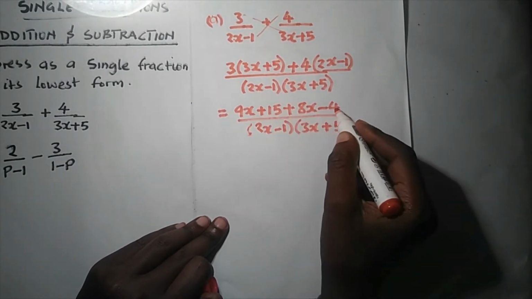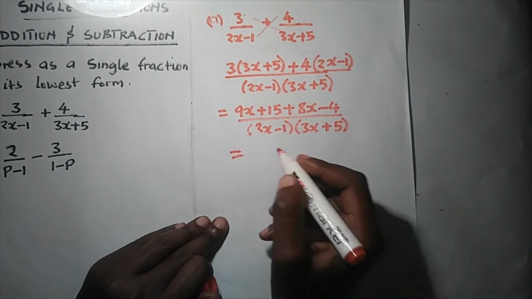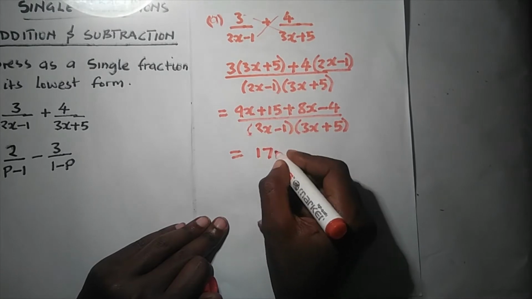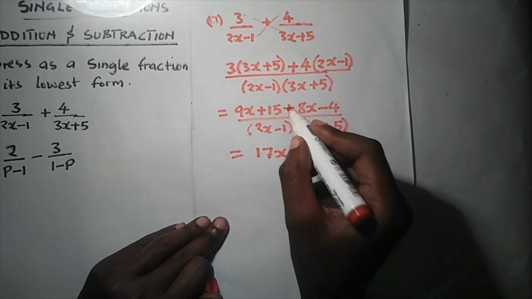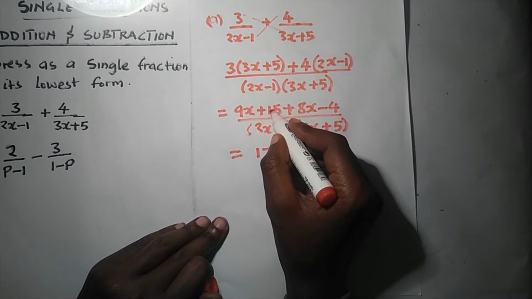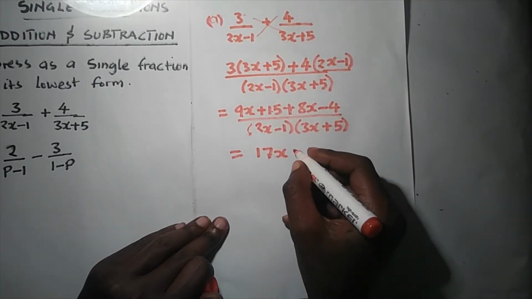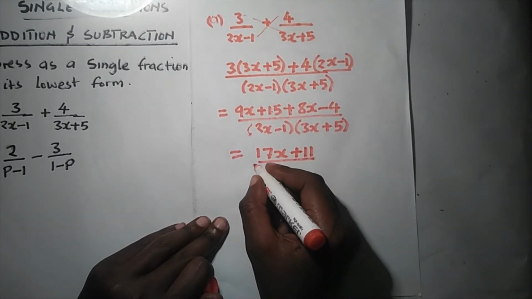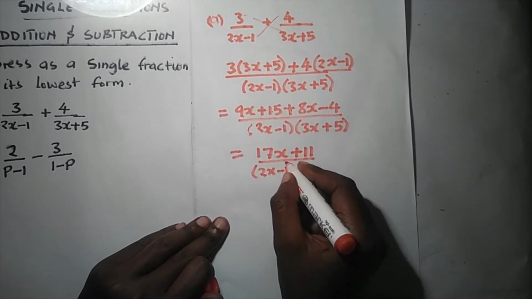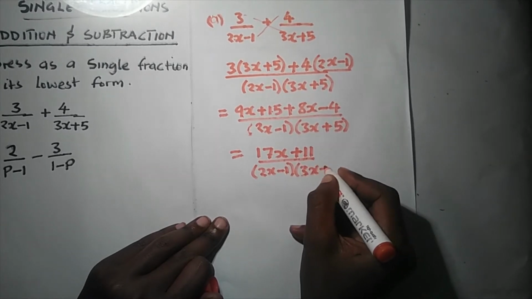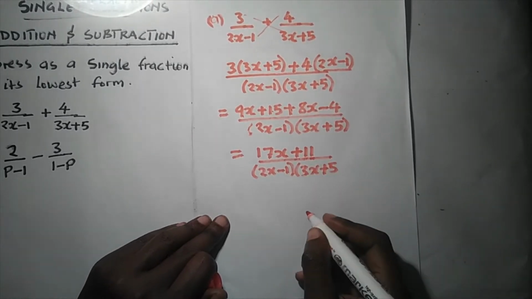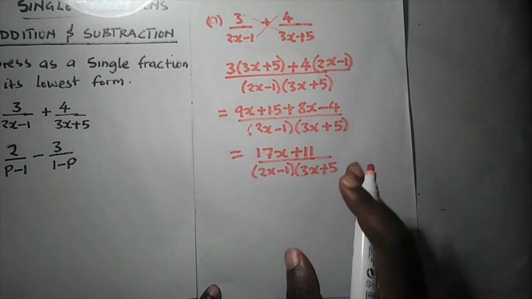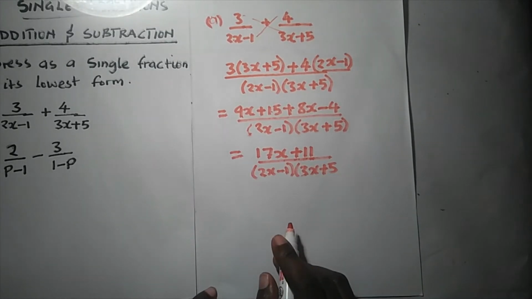So on top here, we can collect the like terms. We are going to have 9x plus 8x, which will give us 17x. 15, it has a positive in front, so positive 15 minus 4, which will give us plus 11 over 2x minus 1 and 3x plus 5. And so this is the end of our first question.